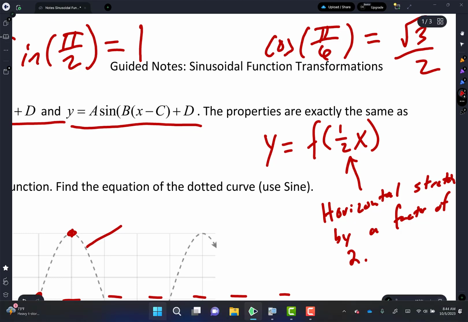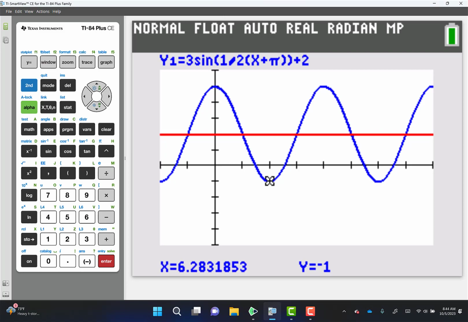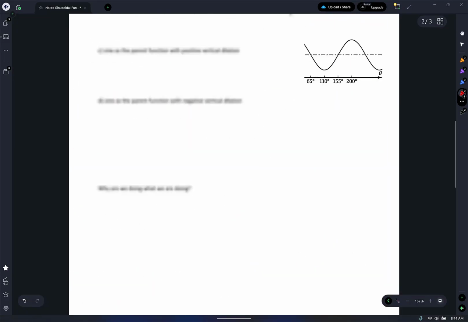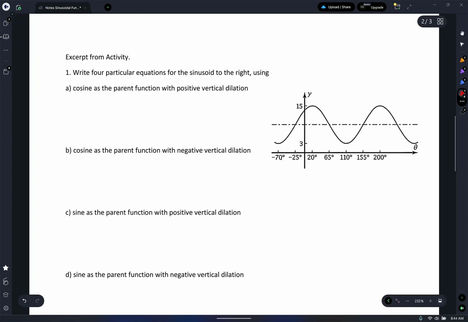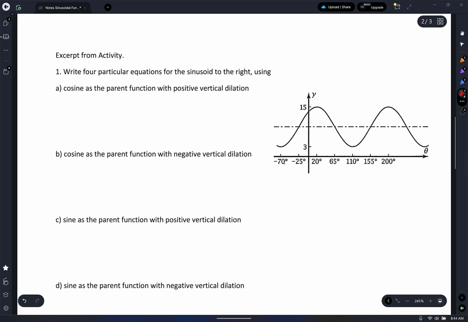All right, guys, now let's go ahead and do an application problem, and I bet you will be able to do this like a beast. So look at this question here. We're going to use all of them. Sine, cosine, all these different shifts and everything. It says, write 4 particular equations for the sinusoid to the right using cosine as a parent function with a positive vertical dilation.